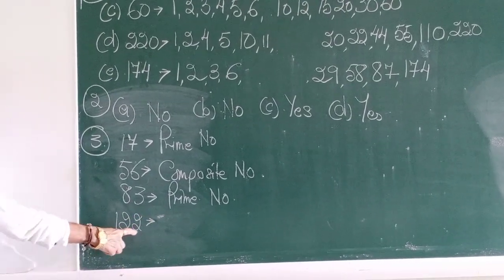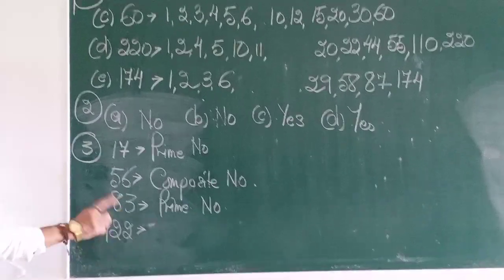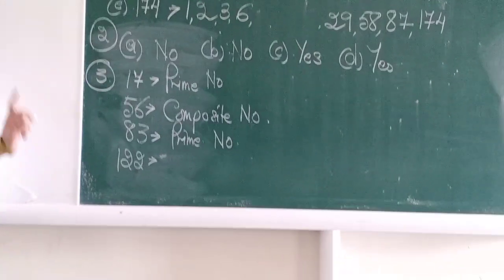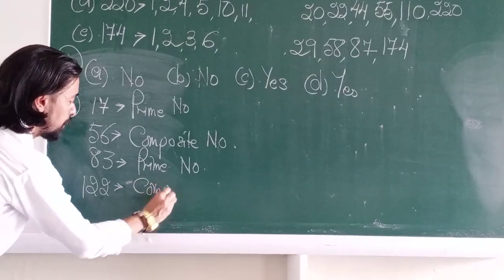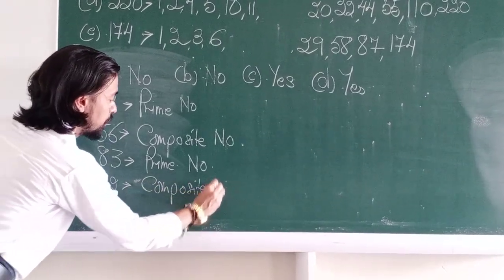122 is divisible by 2 because it's ending with an even number. Any number that ends with an even number or 0 is divisible by 2. So it is not a prime number, it is a composite number.